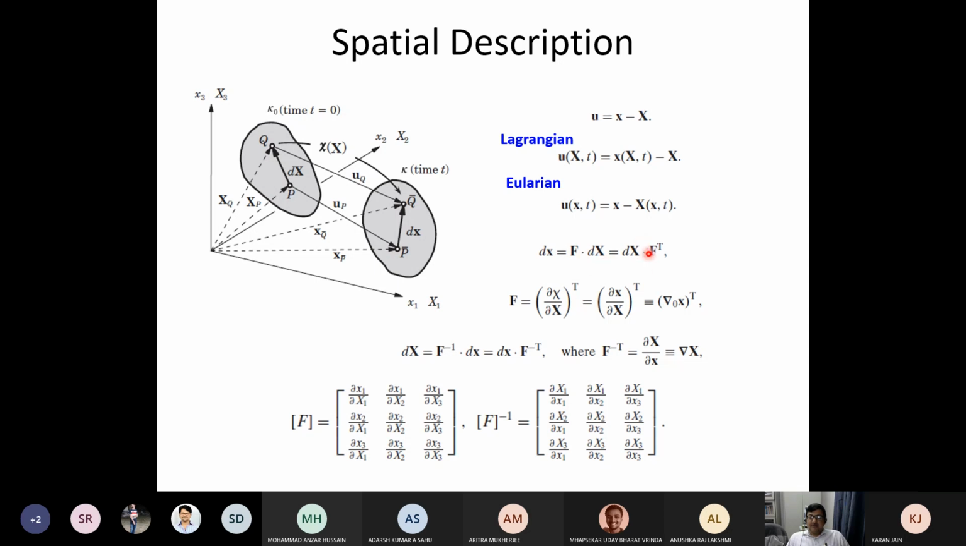Similarly, it can also be written as dX dot F transpose. So not only can small dx be written in terms of capital dX, but capital dX can also be written in terms of small dx. These two formalisms are all interchangeable. So F essentially is d small x by d capital X transpose, whereas F inverse transpose is d capital X by d small x. Which is something like this.